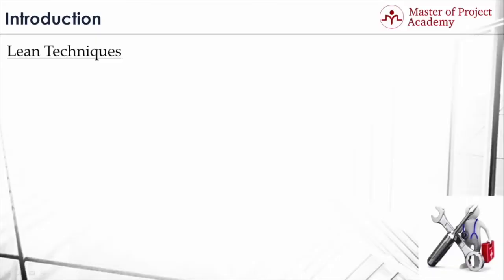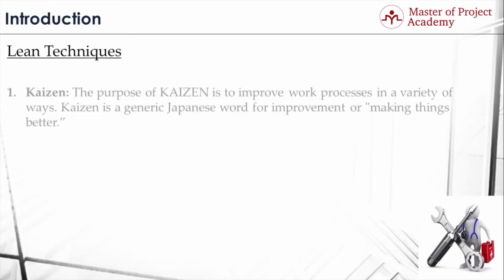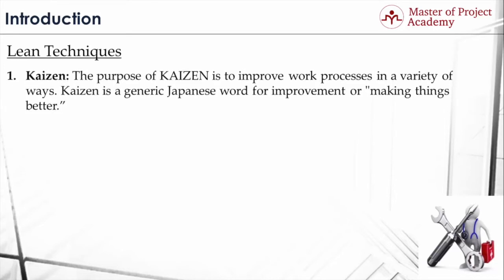Lean Techniques. We will be going over 8 different Lean techniques during this lecture. 1. Kaizen. The purpose of Kaizen is to improve work processes in a variety of ways. Kaizen is a generic Japanese word for improvement or making things better. Kaizen was created in Japan following World War II. The word Kaizen means continuous improvement. It comes from the Japanese words kai, which means change, or to correct, and zen, which means good.